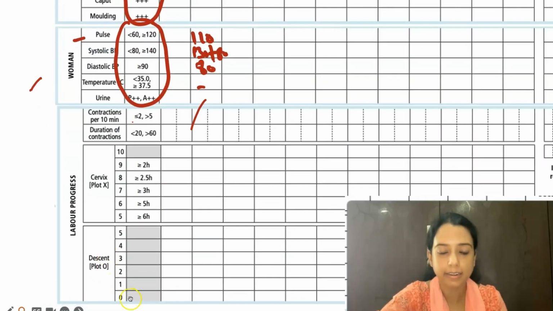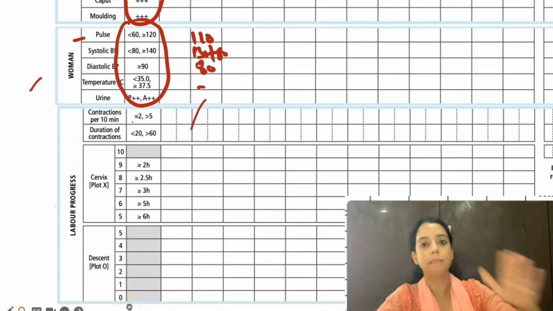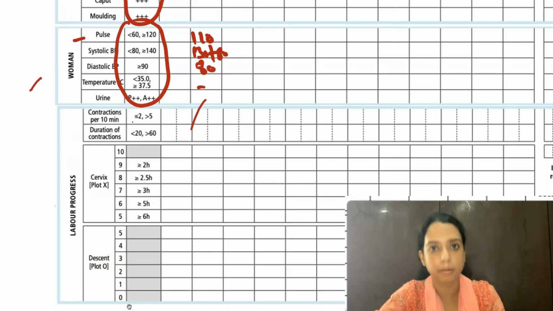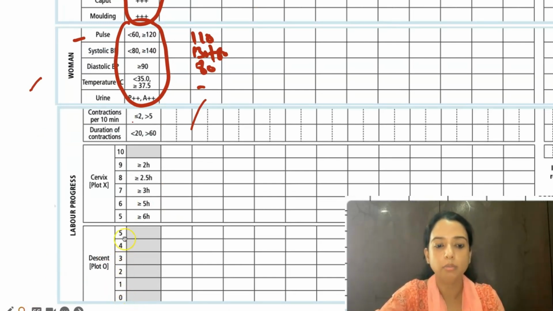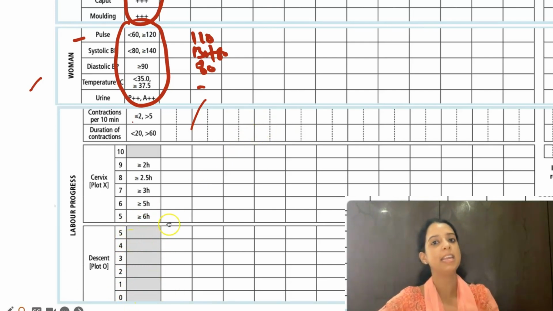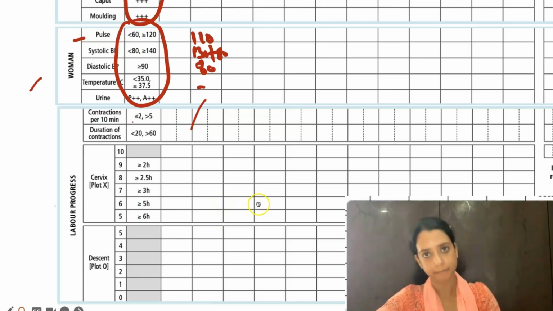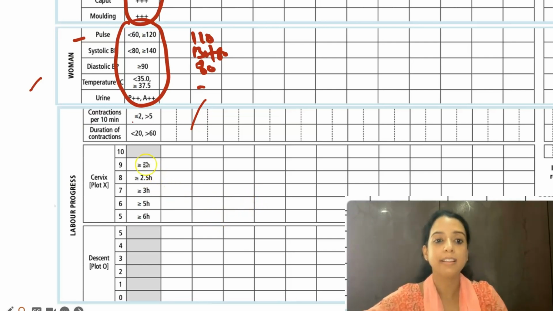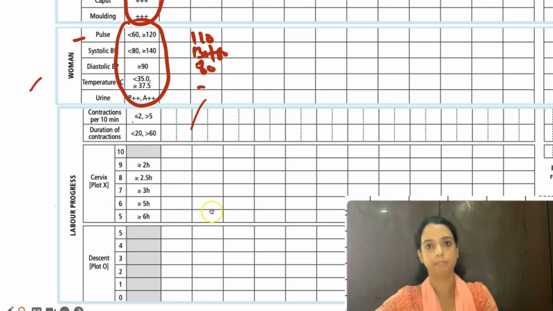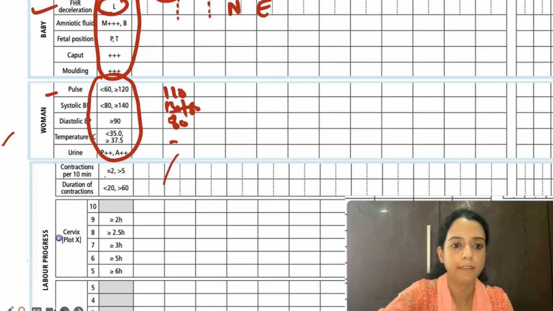If you see descent, again descent is plotted as number of fetal parts felt per abdomen. It can be 0, 1, 2, 3, 4, 5. But descent has not been given any alert reference value. It means if descent is slow, you don't have to worry. You have to worry when the cervical dilatation is slow. Okay?